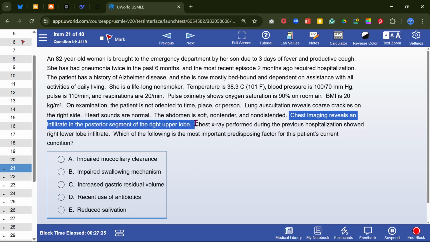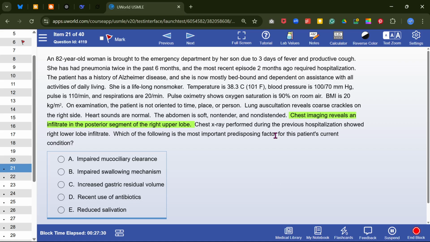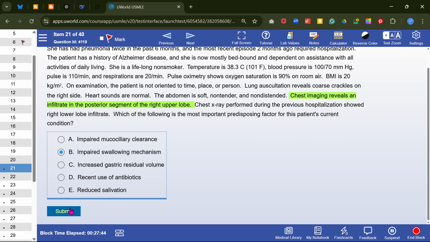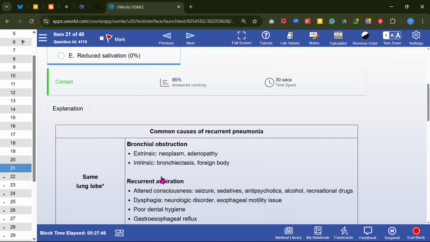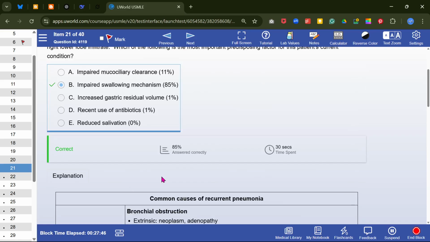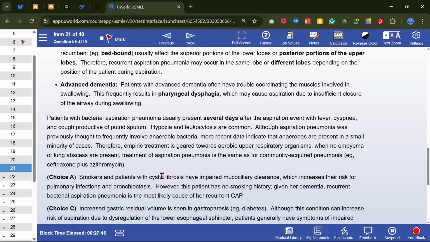Is it aspiration pneumonia? Okay, look at option A first. Smokers and patients with cystic fibrosis have impaired mucociliary clearance, which increases their risk of pulmonary infection and bronchiectasis. However, this patient has no smoking history. Given her dementia, recurrent bacterial aspiration pneumonia is the most likely cause of her recurrent CAP.